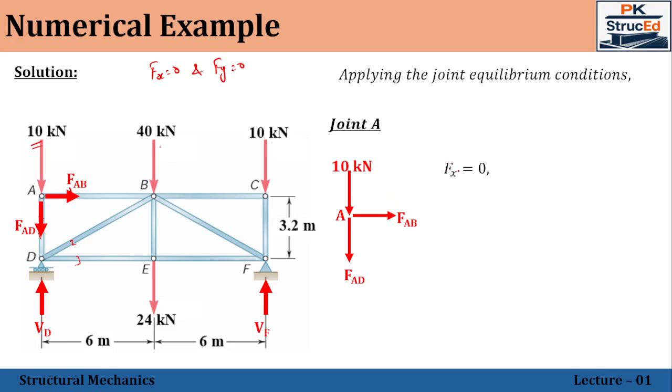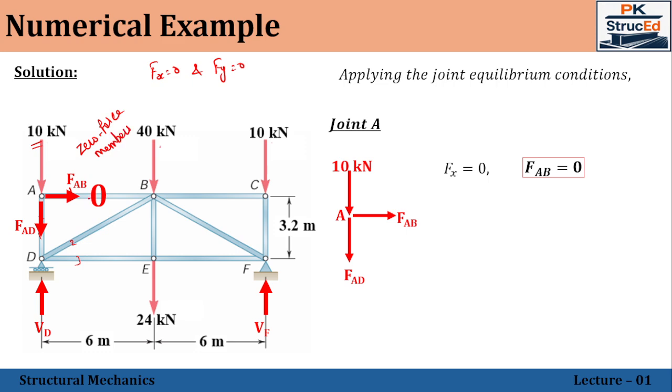Now applying the equilibrium Fx equal to 0, we'll get FAB is the only force acting in the horizontal direction. Therefore, FAB is equal to 0. There is no force acting in this member. So this is called the zero force member, where a member carries only 0 force.